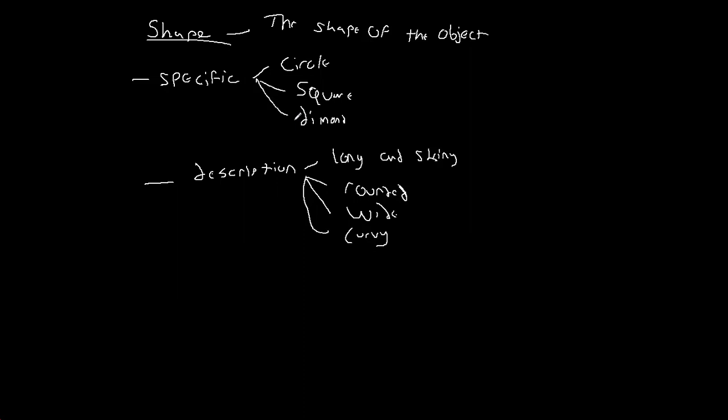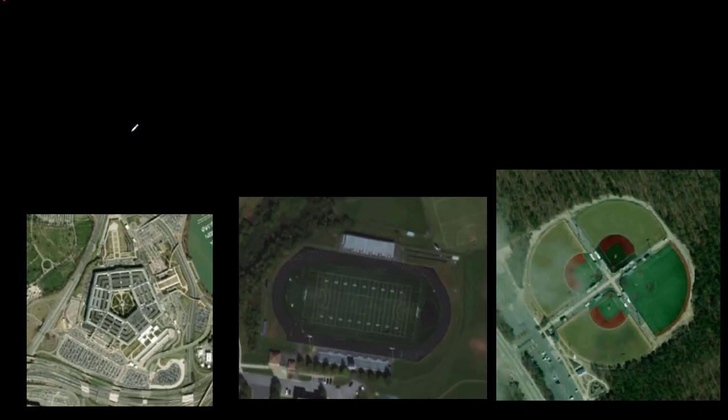So what I want to do is go through a couple of example objects just to give you this idea of specific versus description and why shape is really important in contrast to just knowing the color. So let's go ahead and look at some examples that have specific shapes. In this first image right here, we would hopefully pick up on this object right here, and you would hopefully recognize that by its shape as the Pentagon.